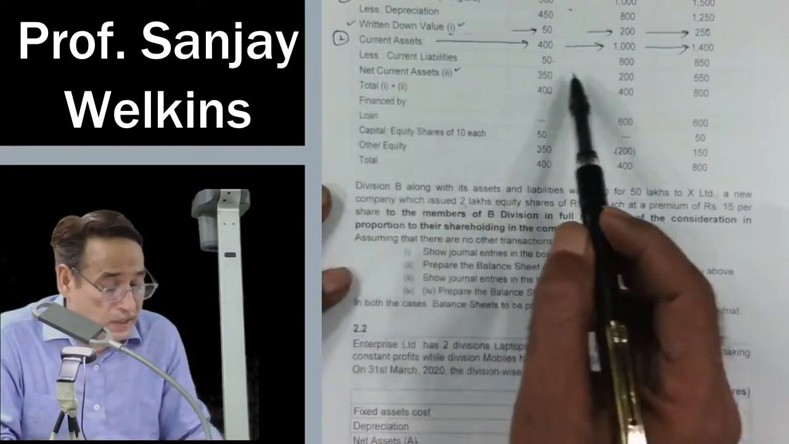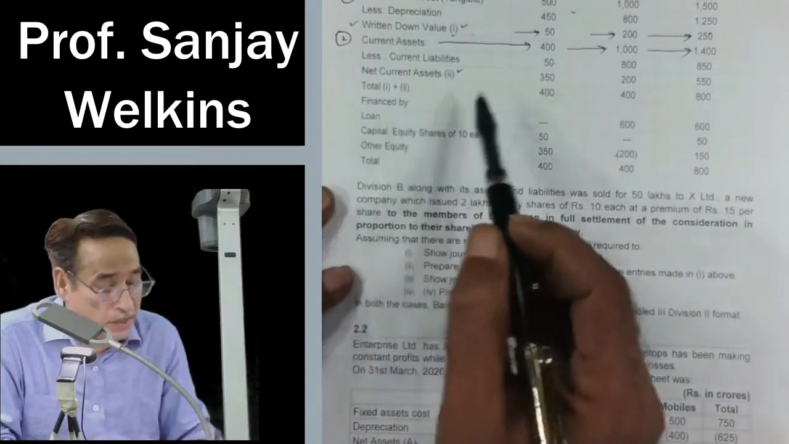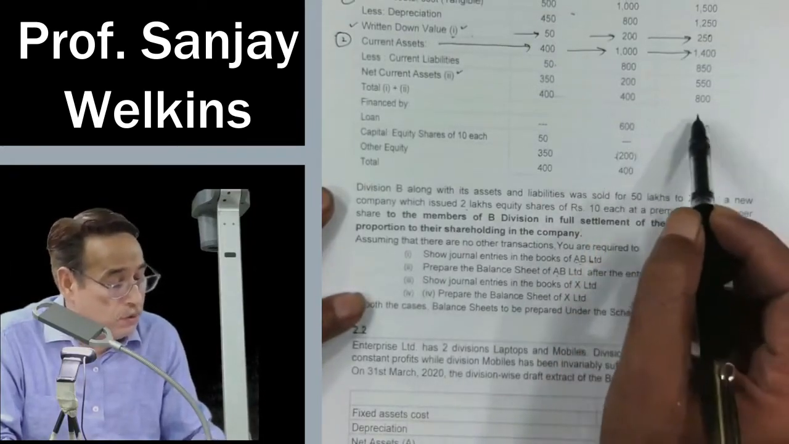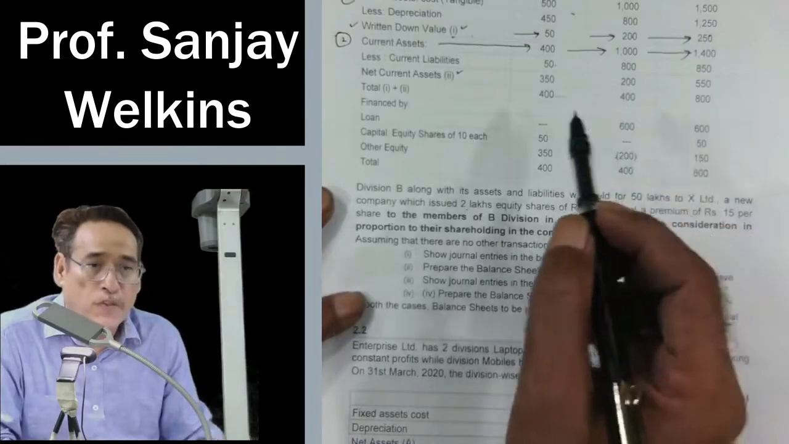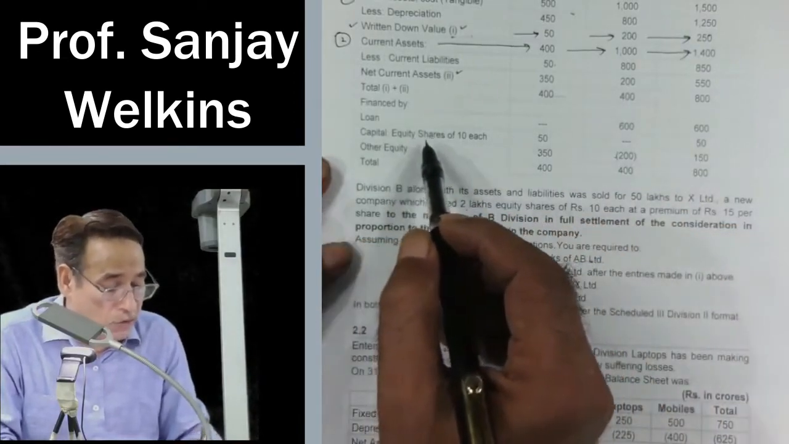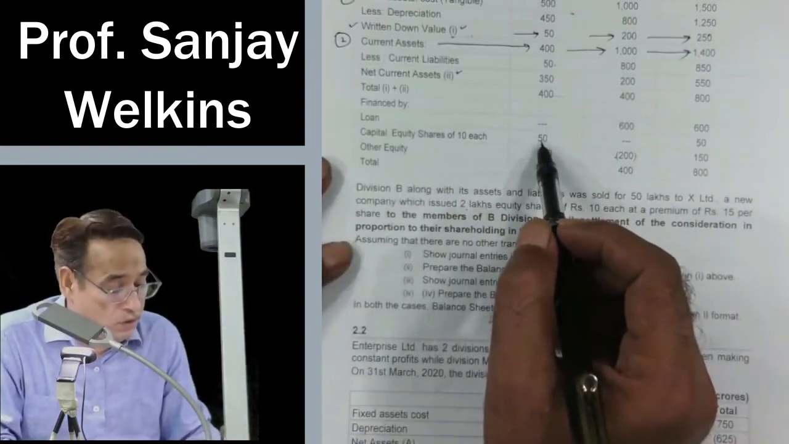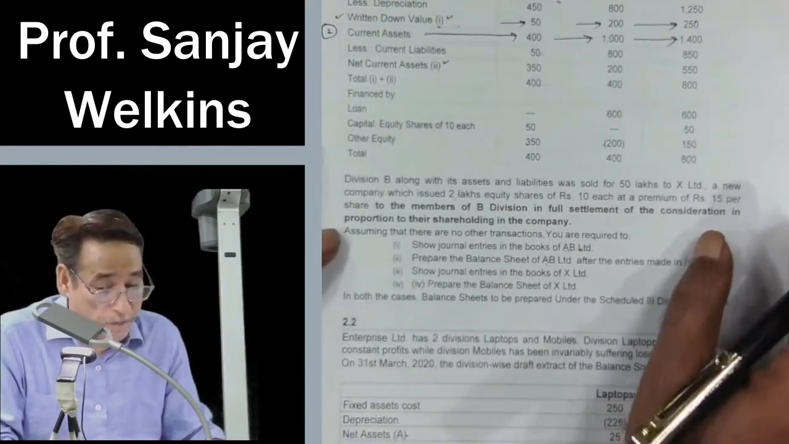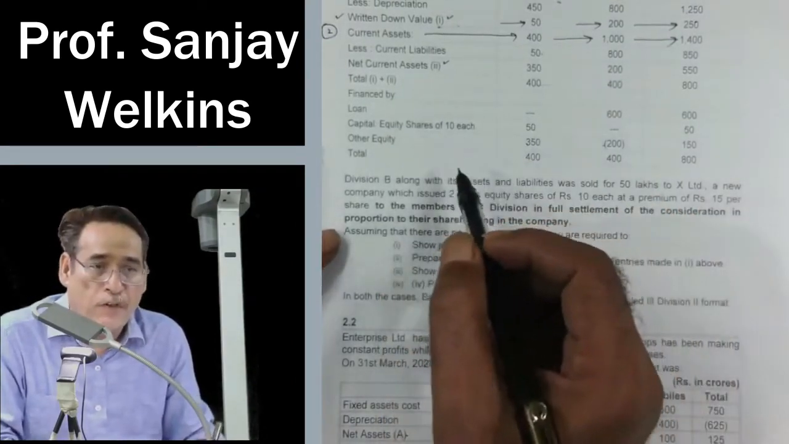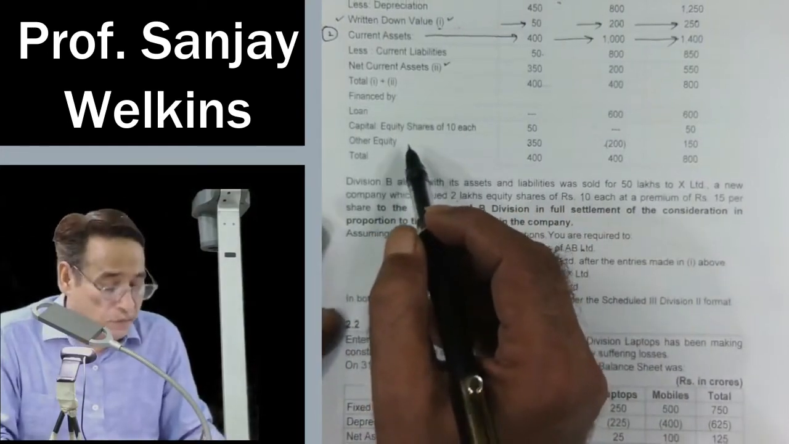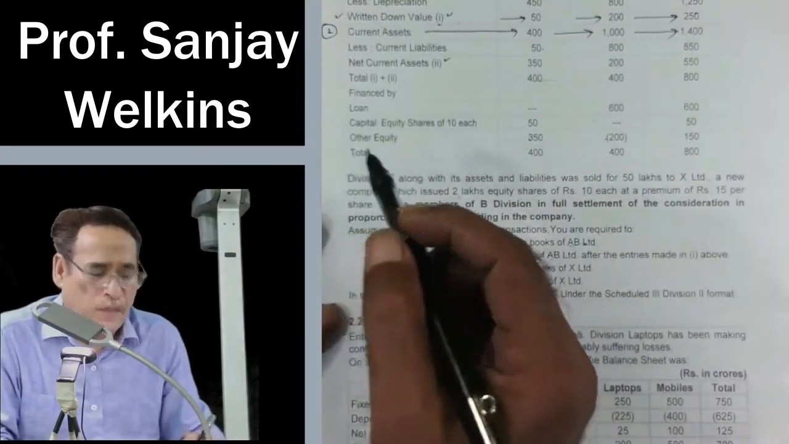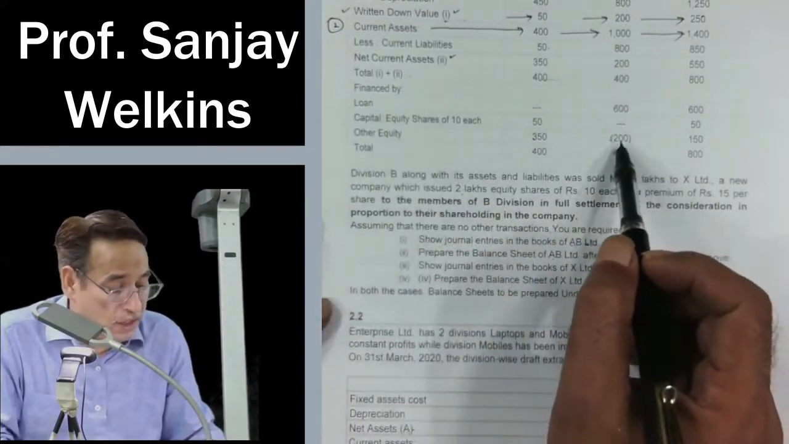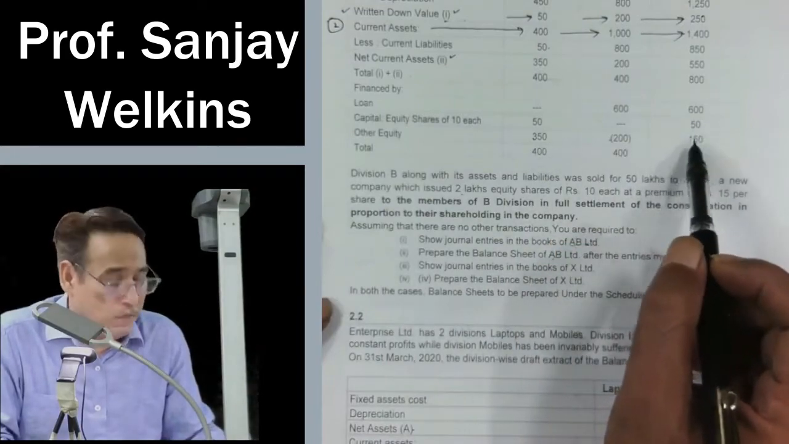Further, in order to finance these net assets, it has been given to you that division A is not having any loan, but division B has taken a loan of 600, so the total organizational loan happens to be 600. Besides that, capital, that is equity shares of rupees 50 each, is given to you, 50 for division A, nothing for division B, and of course the total happens to be 50. And other equity, as you are now familiar with it, correct? General reserve, reserve fund, profit and loss account, capital reserve, security premium, all such items are considered as other equity. 350 it has got negative, but the total other equity happens to be 150.